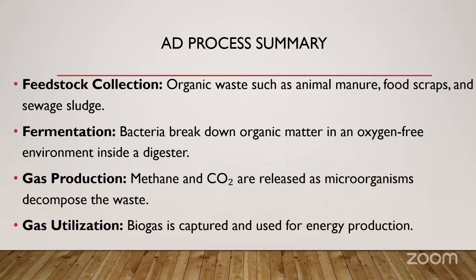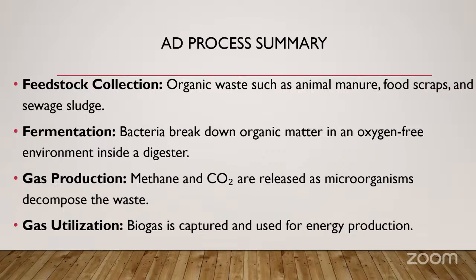So in summary, how do we work with biogas? First of all, we start by collecting feedstock. We collect feedstock as organic waste and as animal manure, and we feed the system. We feed the first chamber, the chamber which will receive the feedstock.